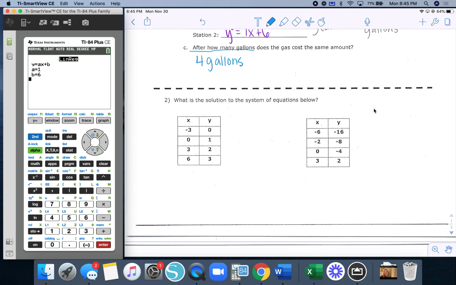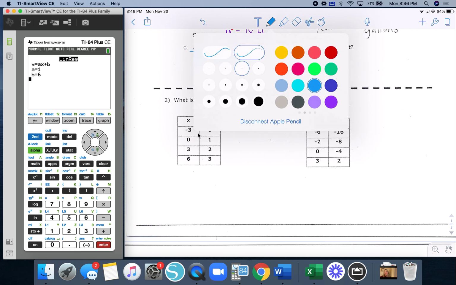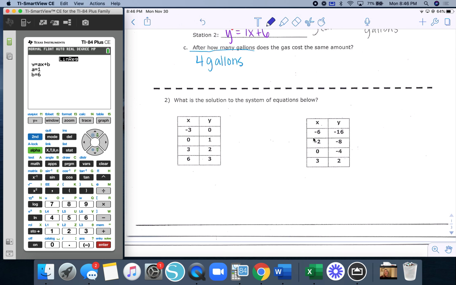Number 2 asks us, what is the solution to the system of equations below? Now, I know you're grabbing for that calculator, but before we do, let's see if we can visually find it. Remember, we are looking for a point that is shared on both tables. So on this left side, I have -3, 0. I don't have that point over here. Here I have 0, 1. Here 0 is -4. On the left side, I have 3, 2. On the right side, I have 3, 2. Oh, look at that.